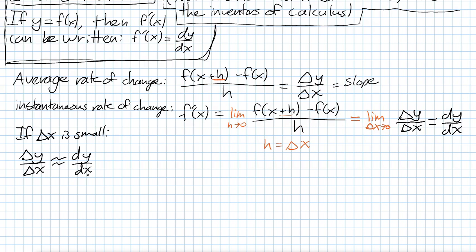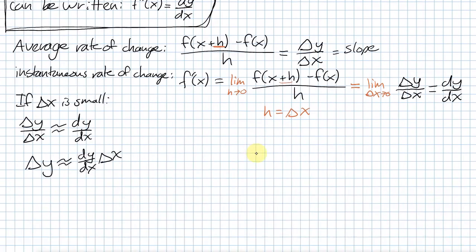And we'll look at some of those. This also means that if you know this slope at a point, and you want to estimate what the change in y is, you can multiply that by the change in x. So in other words, delta y is approximately dy over dx multiplied by the corresponding delta x.